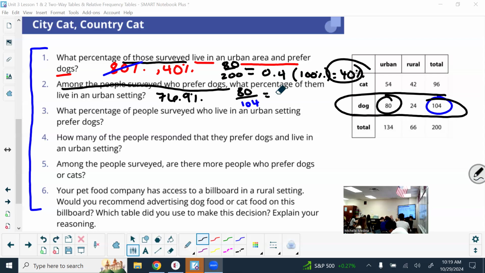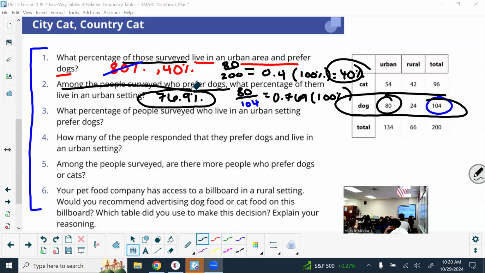When I divide it, you do get 0.769 rounded, which then you multiply by 100%. So yes, this is correct. Make more sense? Got a lot of "oh, yeah, it's not asking the same exact thing." Similar, but not really.